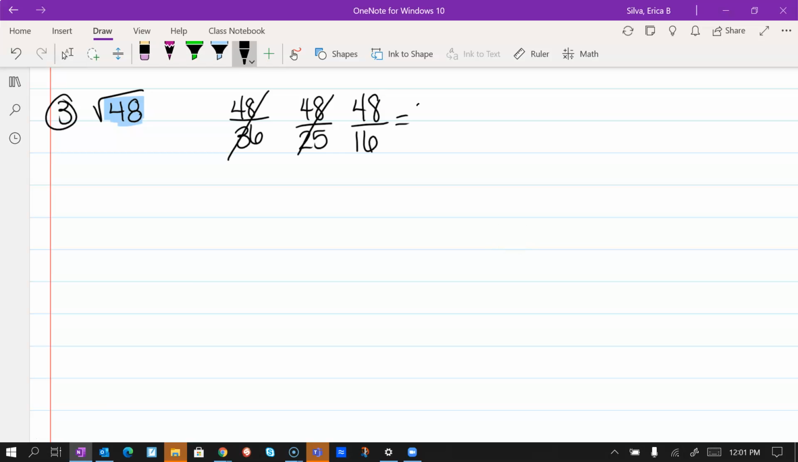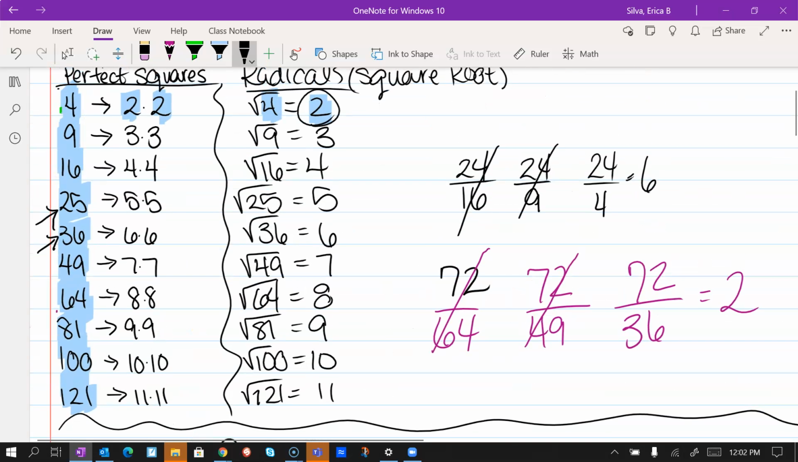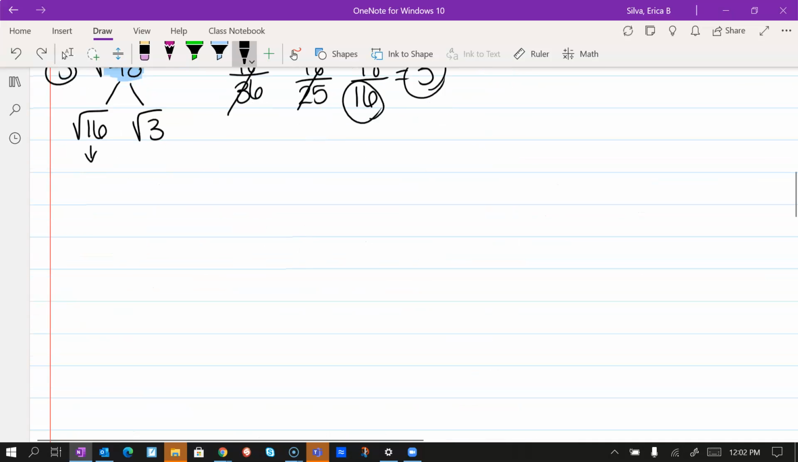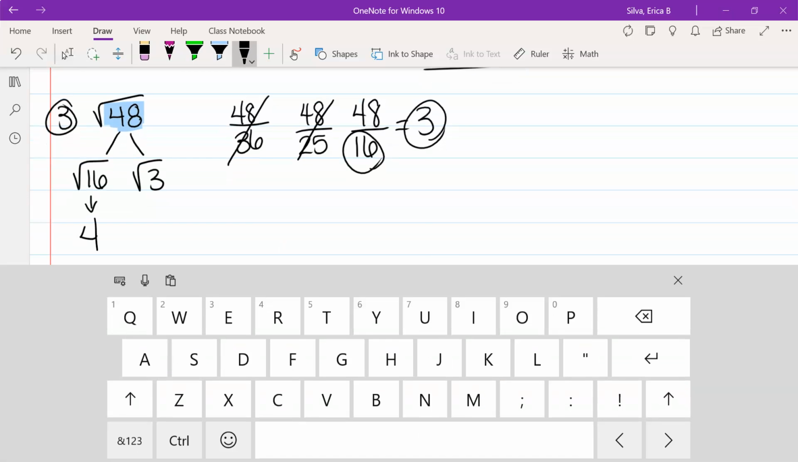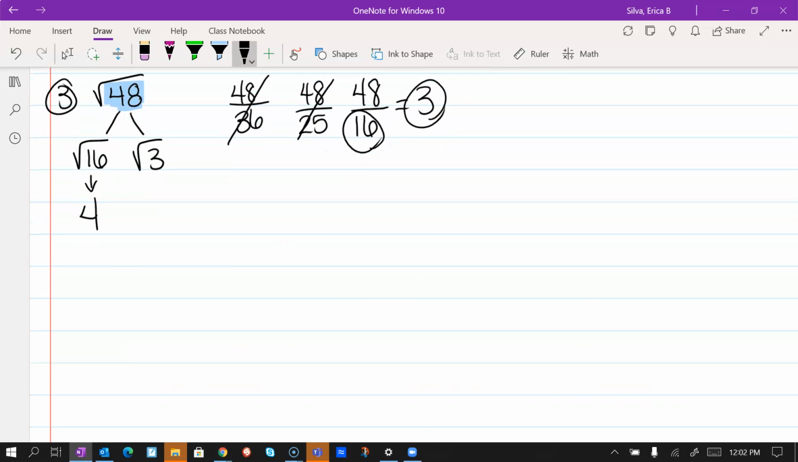What is 48 divided by 16? It's 3. So these are the two numbers that I'm going to put under my radical. This is going to be square root of 16, and this is square root of 3. There should be absolutely no decimals. Then we go to our chart again. What is the square root of 16? 4. So the square root of 16 is going to be replaced by 4. There is no square root of 3, so we're just going to bring that one down. And we end up with 4 times the square root of 3.